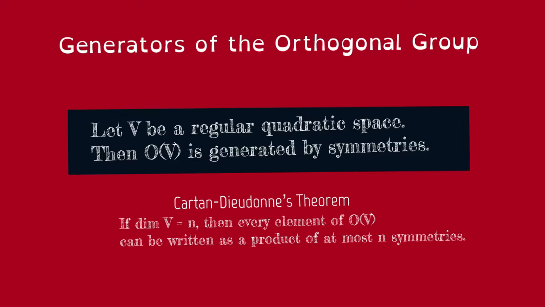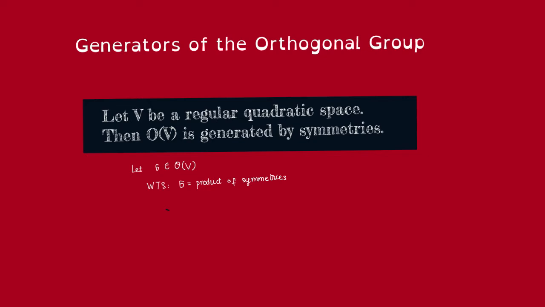Finally, now we're gonna show that the orthogonal group of a regular quadratic space is generated by symmetries. Actually, a stronger statement holds: every element of the orthogonal group can be written as a product of at most n symmetries, where n is the dimension of the quadratic space. But in this video, we're just gonna prove the weaker version. So let sigma be in O(V). We want to show that sigma is a product of symmetries.